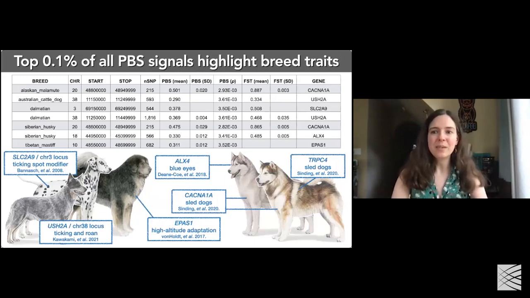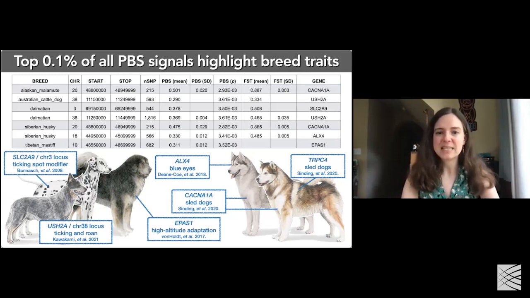Among the top PBS results for breeds, we observe similar patterns to previous studies for traits expressed in breeds. So, for example, the genetic locus associated with blue eye color was originally found in Siberian Huskies, and we also see that it's highly differentiated in that breed. We see a similar pattern for Tibetan Mastiffs, who are known to carry a haplotype that confers high altitude adaptation at EPAS1, and we see high differentiation in that locus in Tibetan Mastiffs. So we're seeing things that we would expect to be differentiated in breeds based on previous studies.